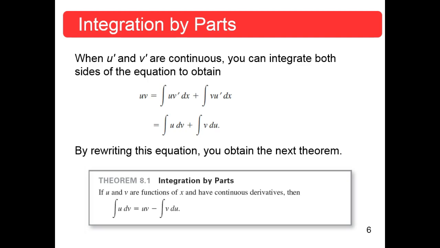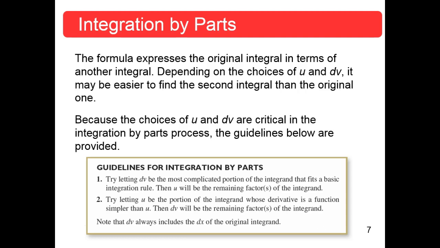Now, with letters, it's a little blah, blah, blah-ish, okay? But here's what they're saying. That formula expresses the original integral in terms of another integral, which hopefully the second integral is one you can do, or at least gets closer to one you can do. Depending on the choices of u and dv, it may be easier to find the second integral than the original one. If it isn't, don't do it, okay? You want to always make it easier, except for maybe one or two circumstances, which we'll see. Because the choices of u and dv are critical in the integration by parts process, here are the guidelines that they provide.